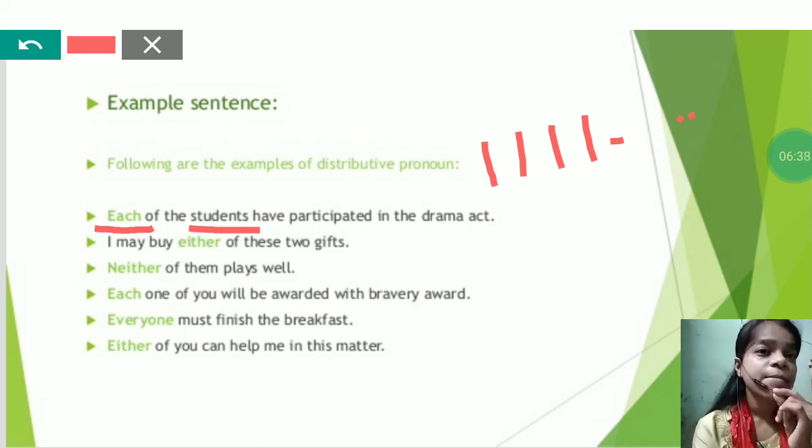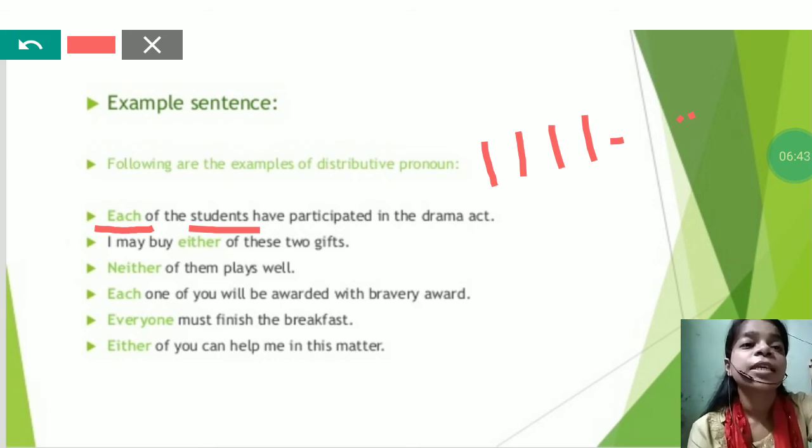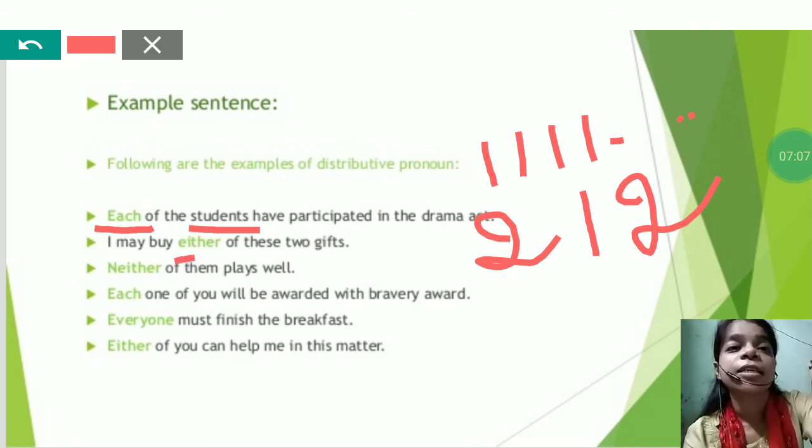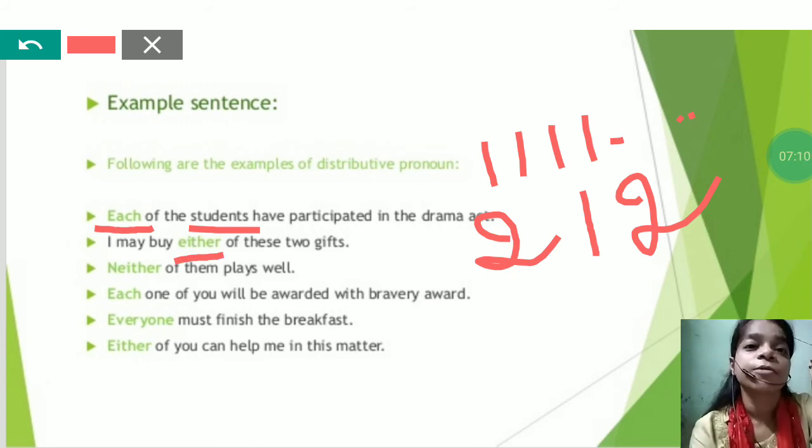Next, I may buy either of these two gifts. Now, the group contains two elements. You can say two gifts. Now, the speaker is saying, I may buy either of these two gifts. He has to choose between the first gift and the second gift. So he is doing the separation. He has to choose. That's why he is doing the separation, and he is discussing the whole group. That's why either is a distributive pronoun.